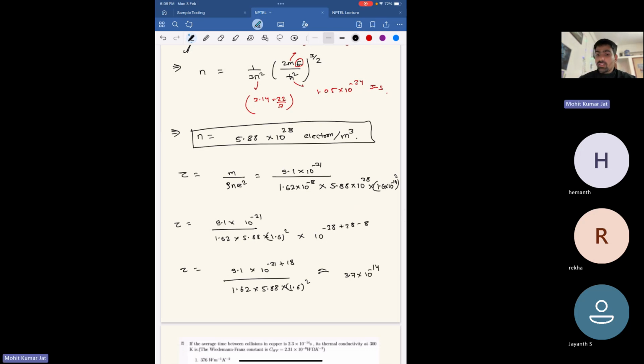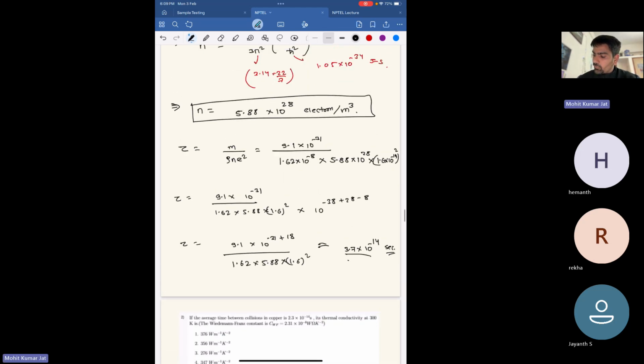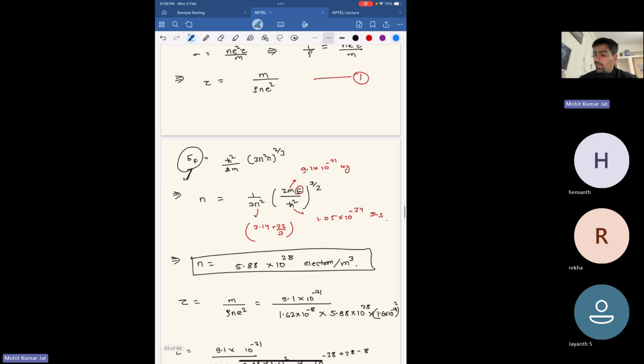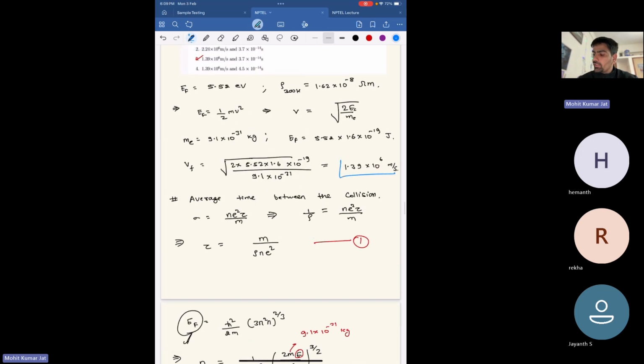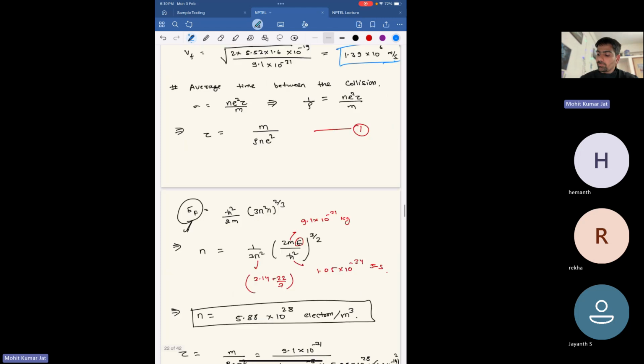Since this is relaxation time, this will be in seconds. You can work it out. The relaxation time which we have computed is 3.7 into 10 power minus 14, and the VF is 1.39 into 10 power 6. This gives the correct answer as C, where the VF is 1.39 into 10 power 6 meter per second, and the average time between collisions, that is the relaxation time, is 3.7 into 10 power minus 14 seconds.